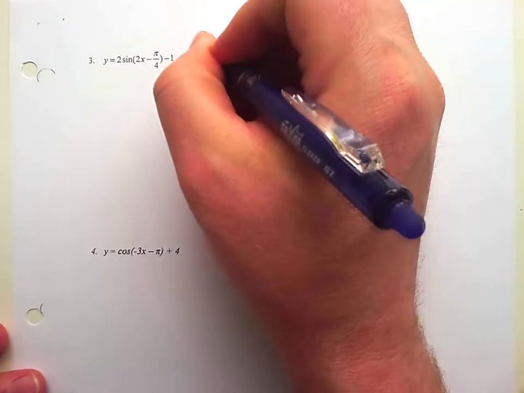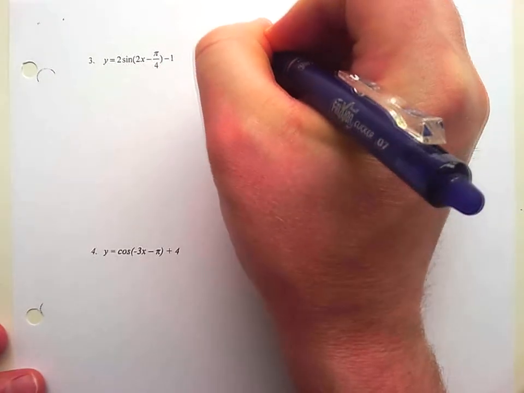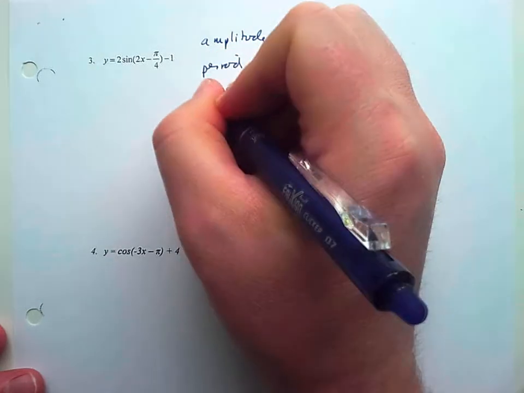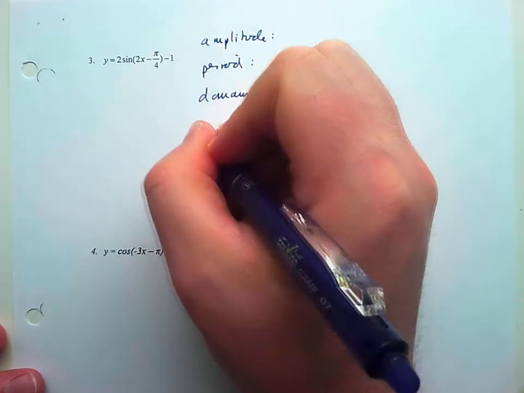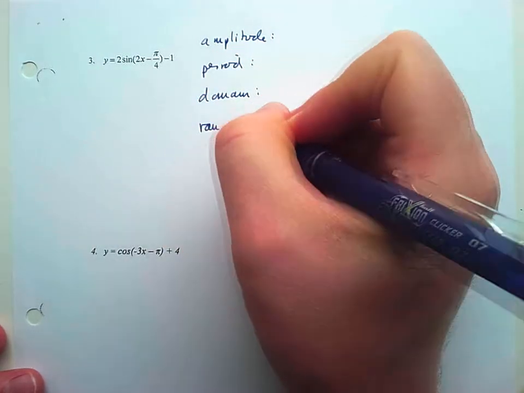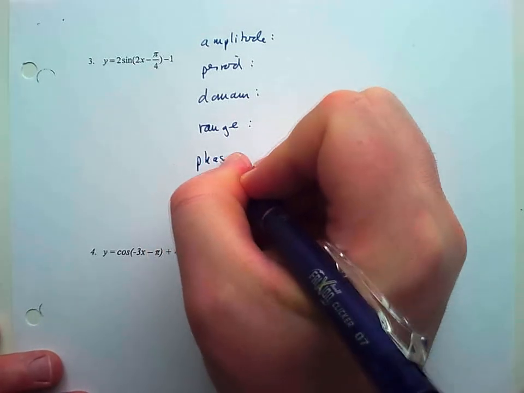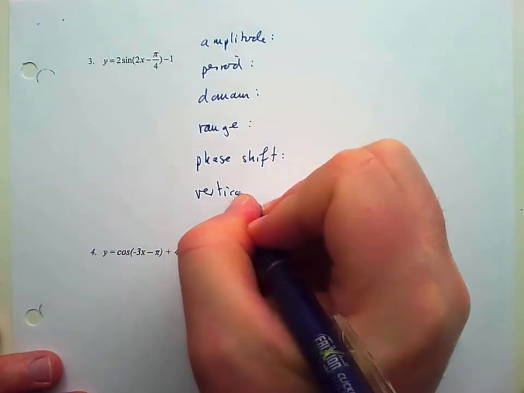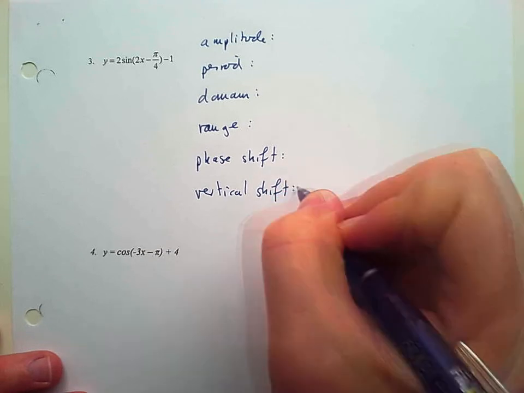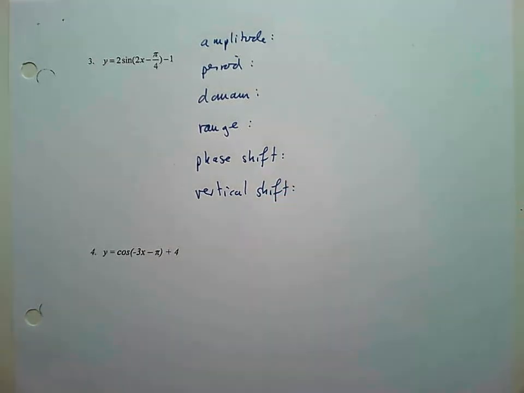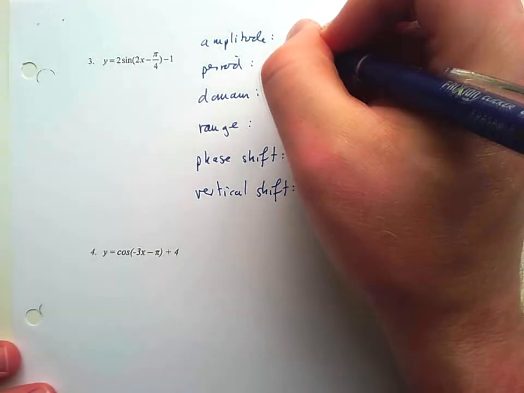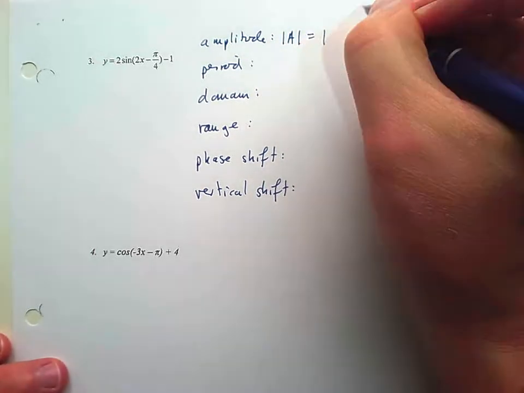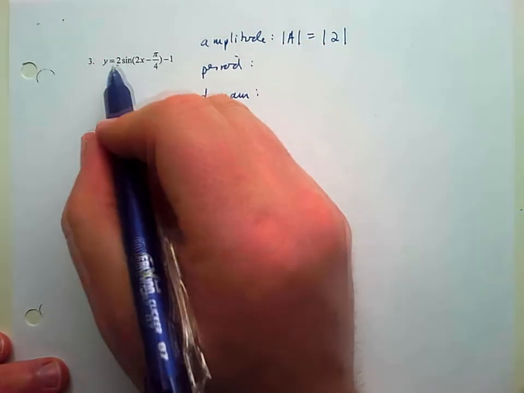Again, we're asked to find the amplitude, period, domain, the range, the phase shift, and the vertical shift. Again, if you want to pause the video and give this one a chance by yourself, the amplitude is given to us by the absolute value of A being our leading coefficient here, which is 2.